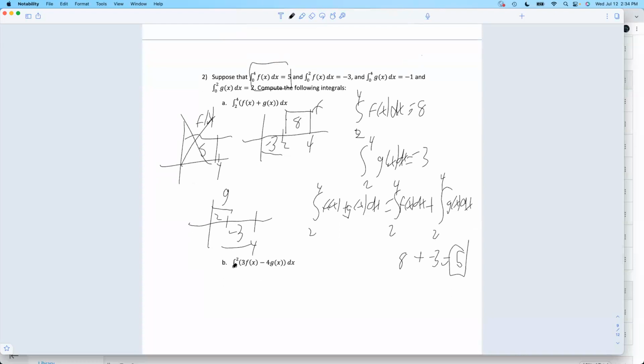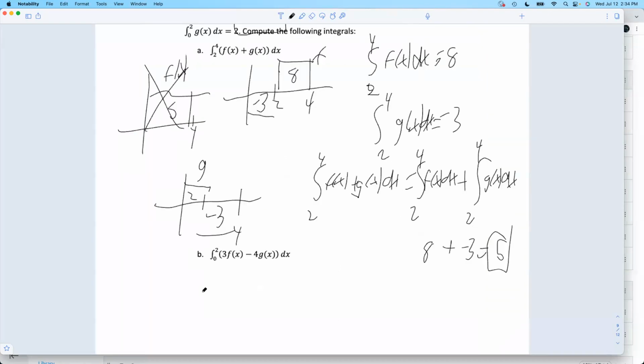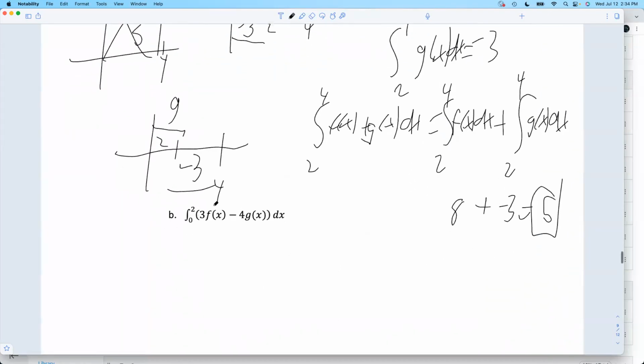What about this one? I have some definite integral. The definite integral is a linear operator. I'm allowed to distribute and pull constants out. So I'm going to distribute and pull this constant out. This object here will equal 3 times the integral from 0 to 2 of f of x dx minus 4 times the integral from 0 to 2 of g of x dx.